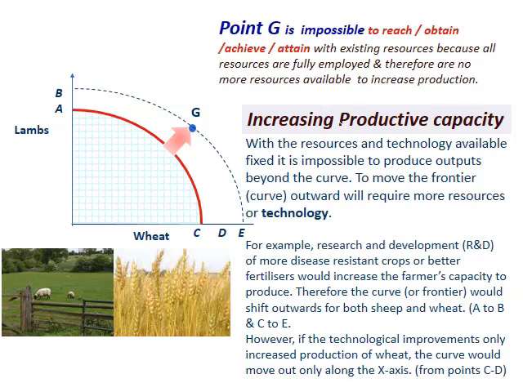To get out to G, we need either to get more resources or more technology. In other words, we need to increase our productive capacity. So, for example, if you're talking about wheat production, as we can see here, if scientists develop a more disease-resistant plant, then through technology, the capacity to produce wheat has increased.